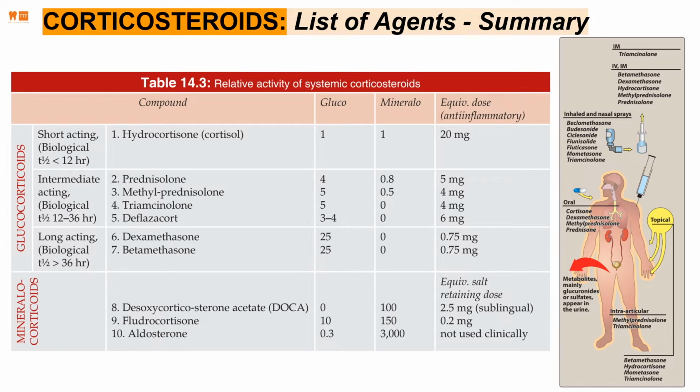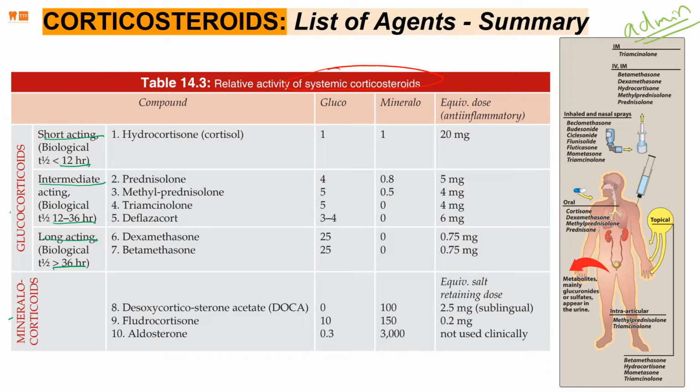So this slide is basically a summary list of routes of administration and, of course, other pharmacological details. Let's summarize this chart. Systemic corticosteroids, very important because there's also topical. This in this case is systemic. There's gluco and there's mineralo. Glucocorticoids are divided into short acting, intermediate acting, and long acting. Short acting is less than 12 hours, intermediate is 12 to 36, and long acting is more than 36 hours.